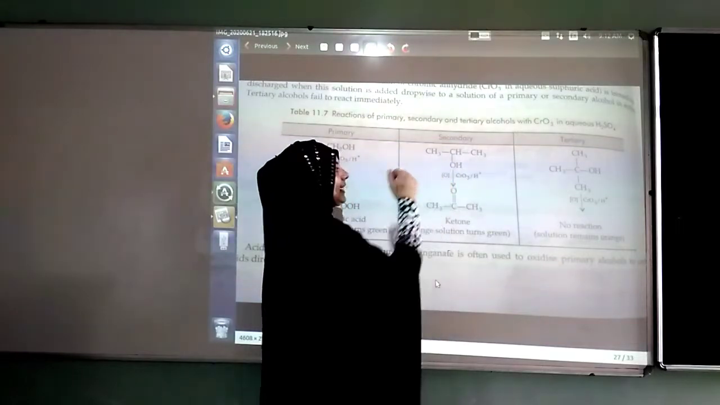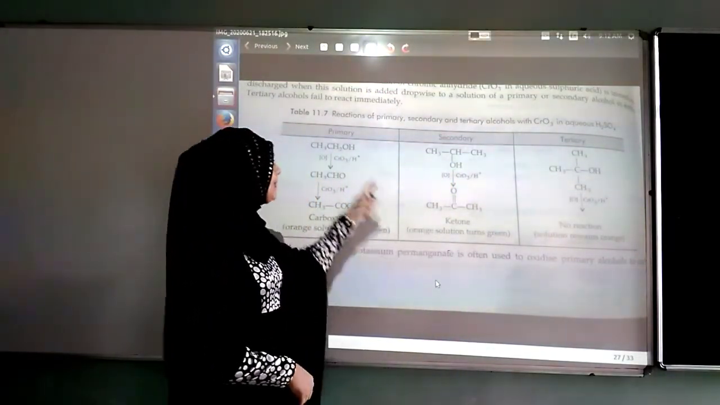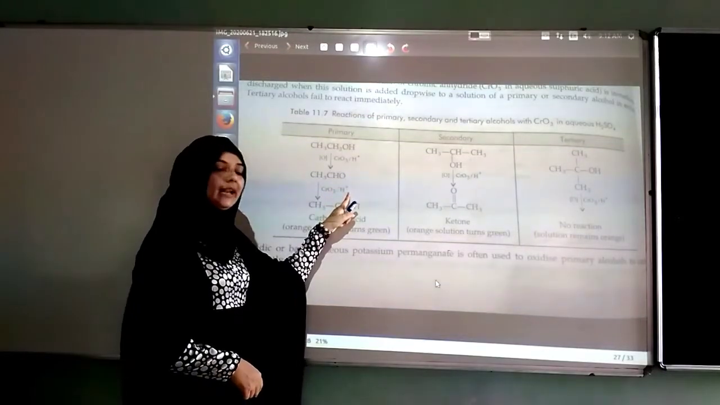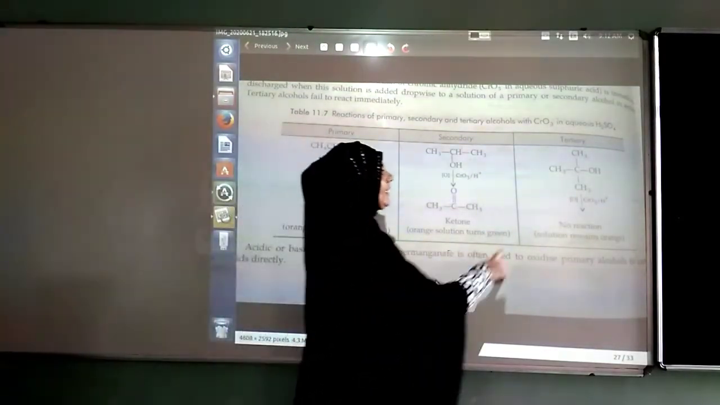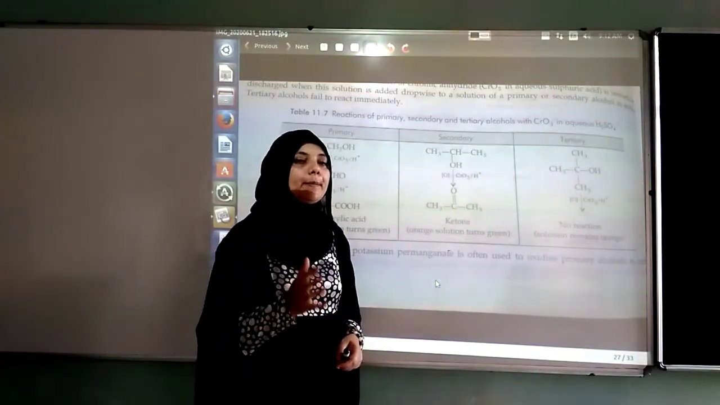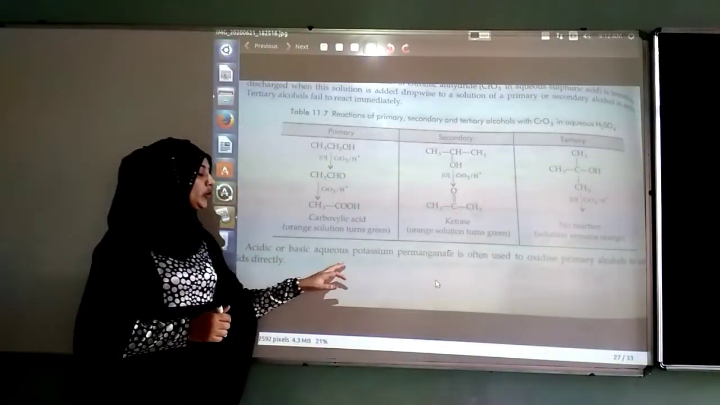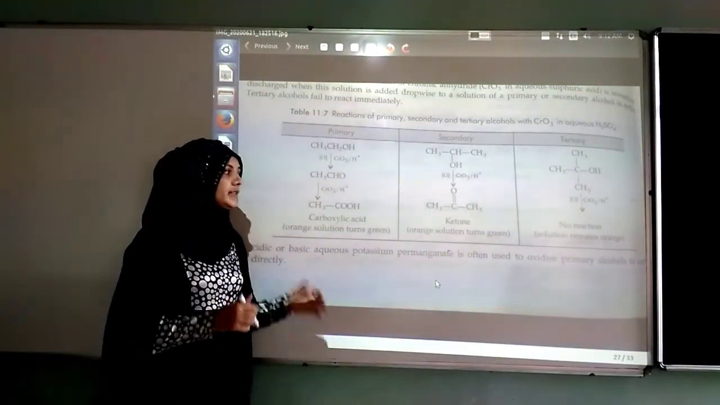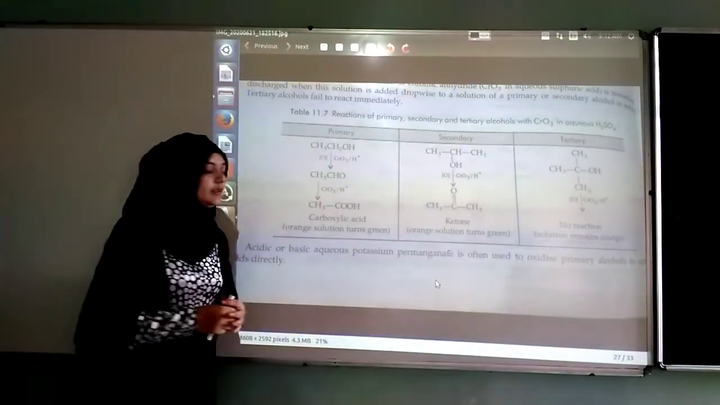Similarly, when you take the secondary alcohol, as I told you, secondary alcohol always leads with ketone. Primary alcohol always leads with aldehyde. So orange solution turns to green, that is a ketone. And when you go for taking tertiary, yes, no reaction is going to take place. That is what you have to remember. Acidic or the basic aqueous potassium permanganate is often used to oxidize primary alcohols.